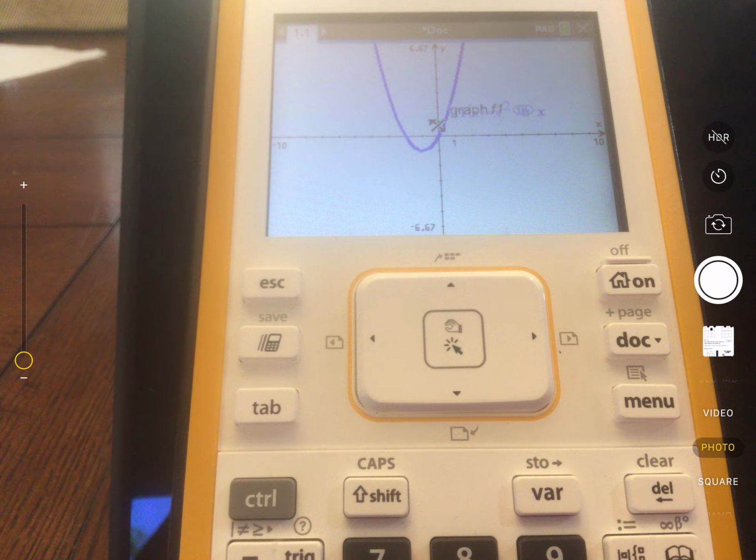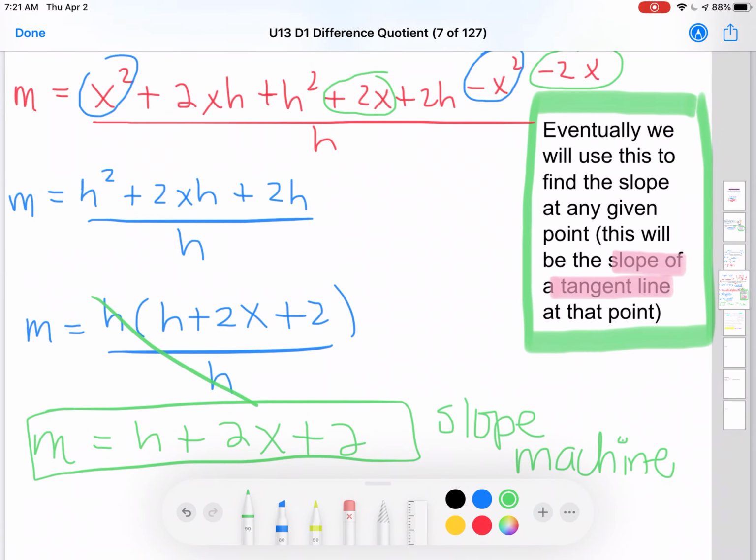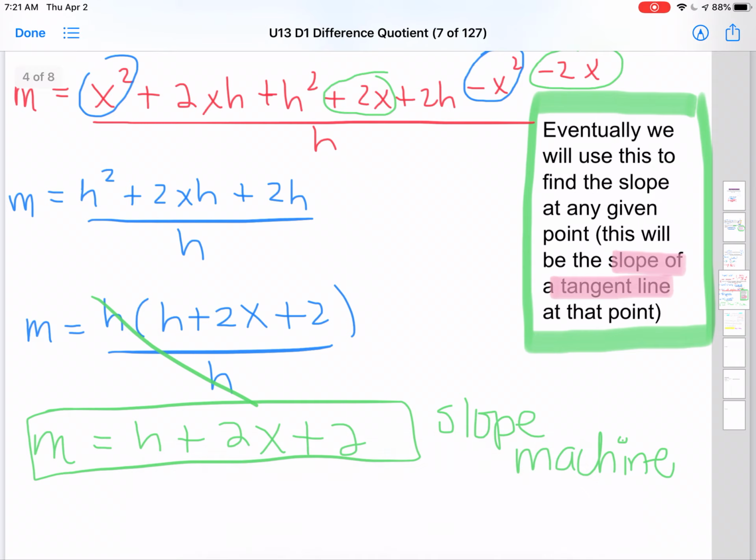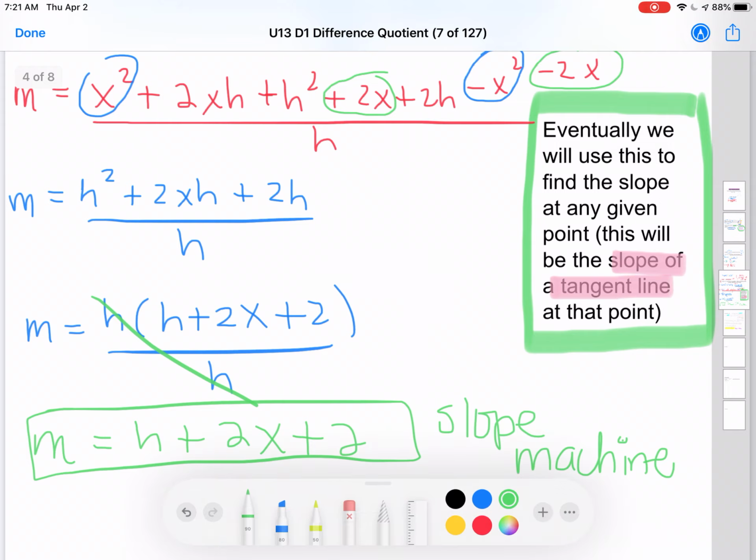So if I go to negative 3 and I plug it in to this function right here, just ignore the h for a second, I would get negative 4. So does it seem like the slope of that parabola I just graphed for you guys could have been negative 4? I think so. I think the slope of that tangent line could be negative 4.